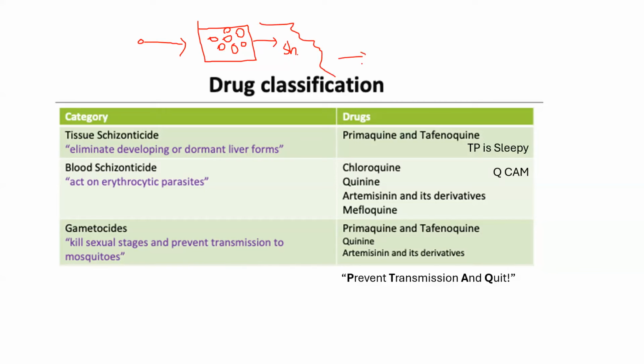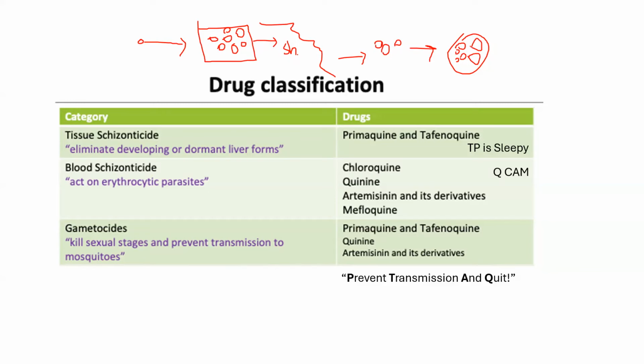Once it ruptures, it's going to release these merozoites into the blood. And they're going to run to the RBCs, the erythrocytes, and do the same thing. They're going to go inside and multiply into so many, just like they did in the hepatocyte.